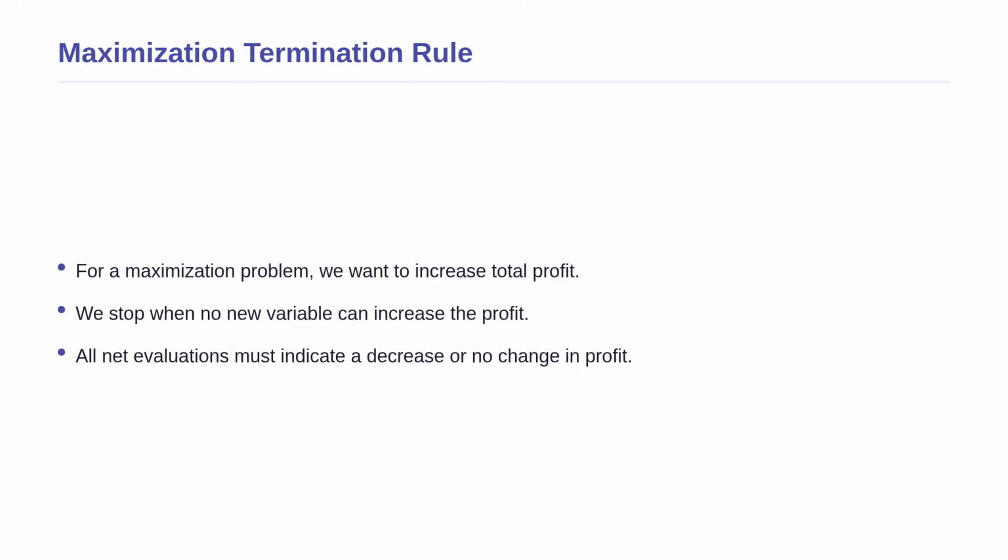Now that we know how to calculate the net evaluation, let us establish the rule for when to stop a maximization problem. In a maximization problem, our goal is to make the total profit as large as possible. Therefore, the algorithm should only terminate when bringing in any new variable would either decrease the profit or leave it completely unchanged. Simply put, we stop calculating when no new choice can make our total score any higher. This is the mathematical equivalent of realizing that every step you take on the mountain leads downwards.